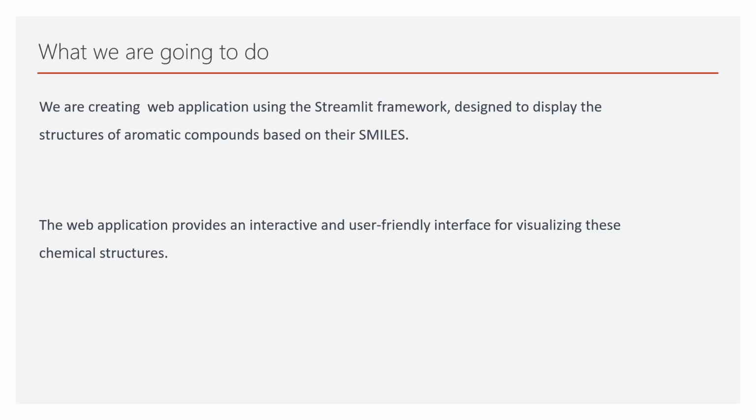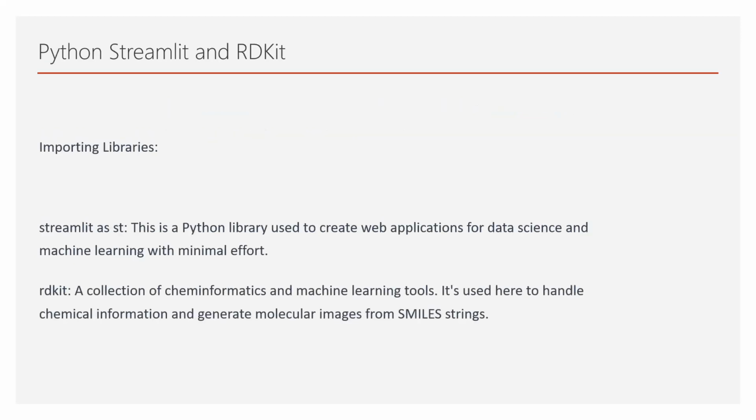So we are creating a web application using the Streamlit framework designed to display the structures of aromatic compounds based on their SMILES. So SMILES are the entry point for molecular structure, where we give some representation, and after that we work on it. The web application provides an interactive and user-friendly interface for visualizing these chemical structures. So what we are trying to achieve, we are using Python, Streamlit and RDKit for this.